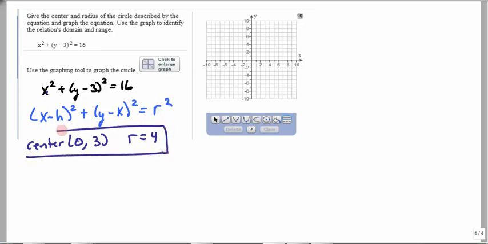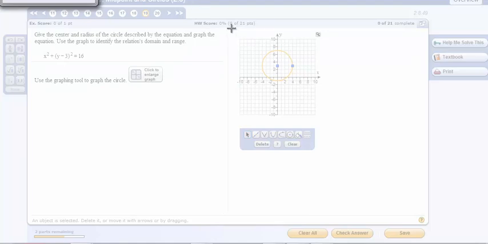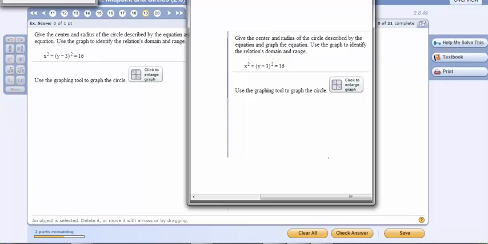So here's the center and the radius that I'll want to use when I'm graphing. So let's go ahead and pull in my math lab, and again we're going to choose the circle tool, and we'll do 0 over, 3 up, because that's my center. My radius is 4, so I'll go 4 units: 1, 2, 3, 4. And so there's my graph. Let's go ahead and copy this graph, and then we'll also talk about the domain and the range.